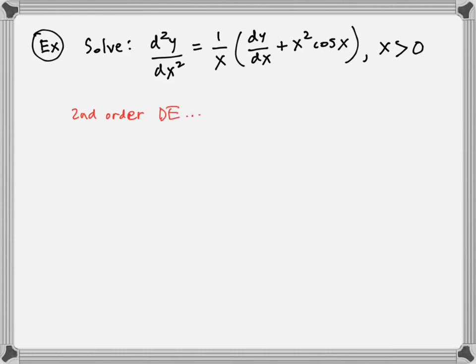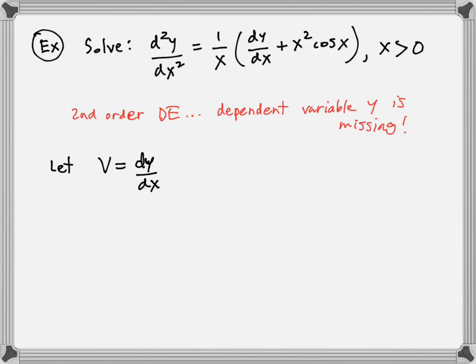So we know we can't use other methods, except you notice that there are no y's in this differential equation. You've got a dy dx and you've got an x squared cos x. So the dependent variable y is missing. Okay, this tells us to do the substitution, okay? So we're going to let v equal dy dx. And this means that the dv dx is equal to this.